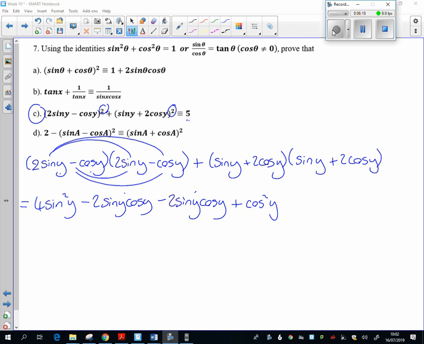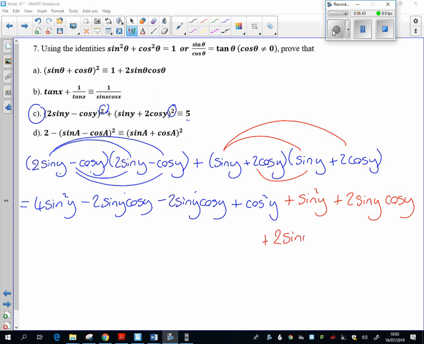Then I've got my second set of brackets. I'll change colour just to hopefully make it a tiny bit clearer what's what. So I've got sine y times sine y, so that's sine squared y. Then sine y times 2 cos y. And then I've got 2 cos y times sine y. So again, I'm just going to write them consistently, writing the sine y first, just so it's obvious they're exactly the same thing. And then I've got 2 cos y times 2 cos y.